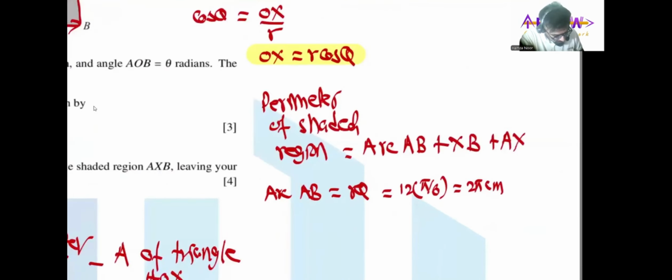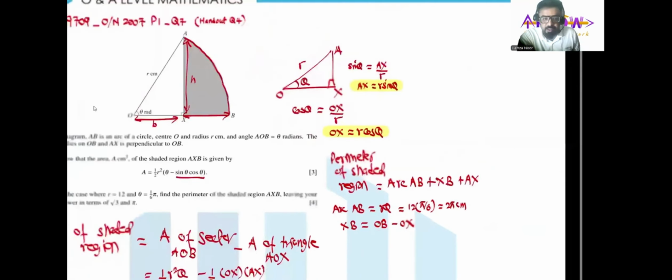And then we will find the length XB. In order to find this length XB, from OB, we can subtract this length OX. As simple as that, so that we would be able to find the XB length in terms of R and theta first. This OB is also the radius of the sector. In the same way, OA is the radius of the sector. So when OA is R centimeter, OB is also R centimeter.